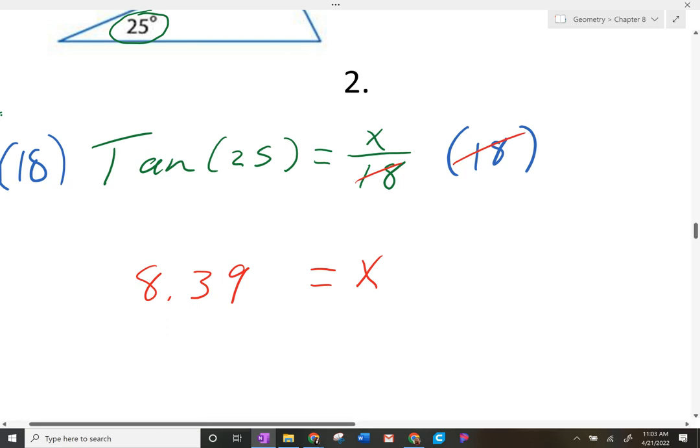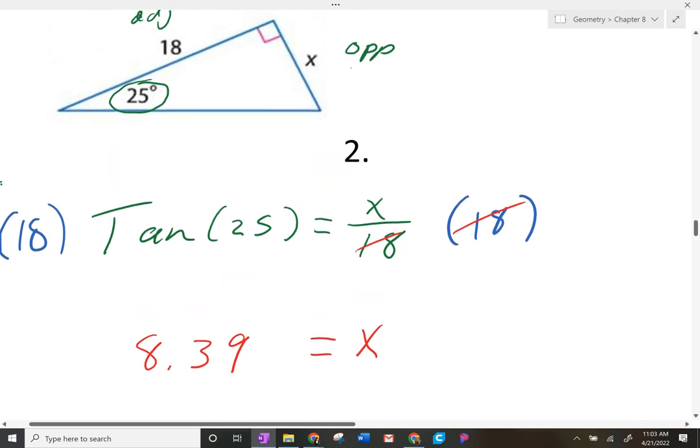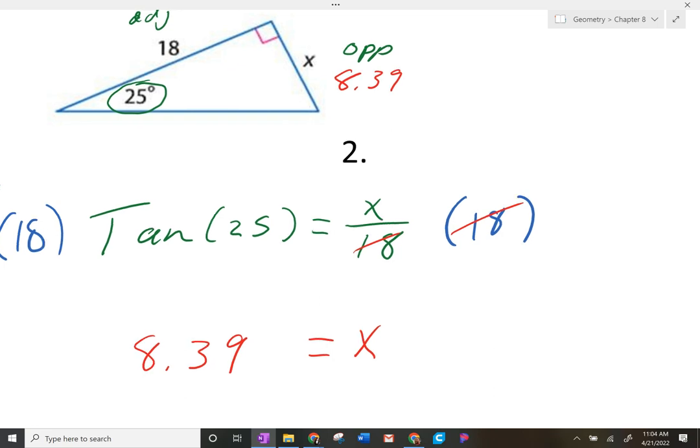So the length of this side over here is going to be 8.39, or I could say 8.4. Again, the biggest part that I'm going to stress: put down my labels, so I can figure out if I'm going to use sine, cosine, or tangent, and then plug the information into an equation, so that way I know if I'll have to divide, multiply, whatever to get x by itself. All right, example number 2.